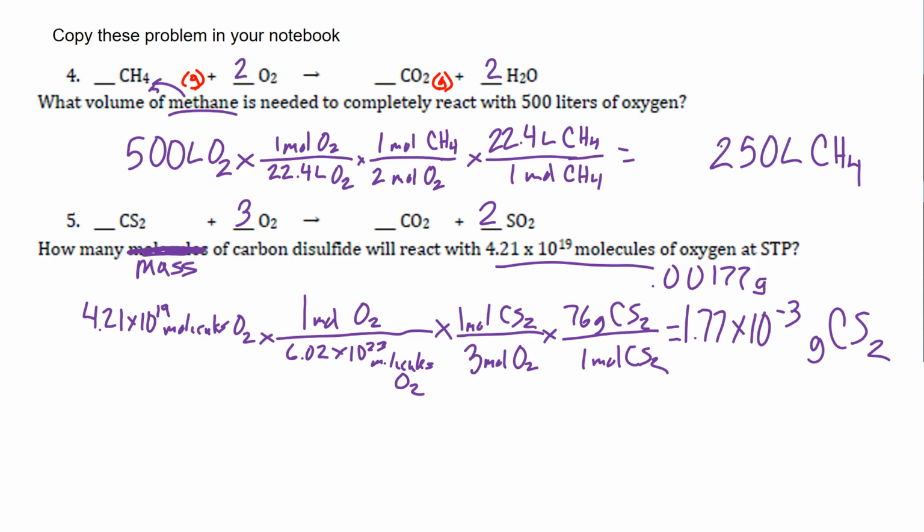All right, it says, what volume of methane is needed to completely react with 500 liters of oxygen? I'm going to treat 500 liters as 3 sig figs, so I'm going to keep my answer to 3 sig figs at the end. So I have 500 liters of oxygen. Oxygen is a gas, so I can divide by 22.4 to get moles of oxygen. Then I set up my mole ratio, that is 1 mole of methane for every 2 moles of oxygen. And then I multiply by 22.4, which gives me 250.